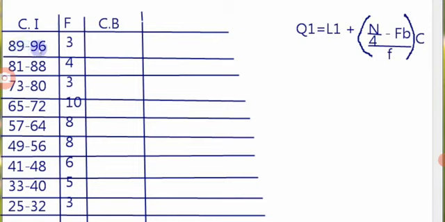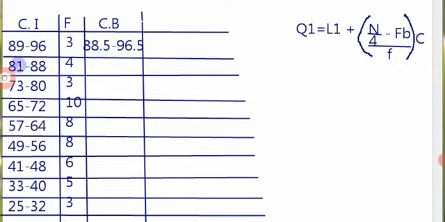So when you remove 0.5 from 89, you have 88.5. You have 88.5 to, add 0.5 to 96. When you add it, you have 96.5, and this gives the upper boundary. So it's 88.5 to 96.5.